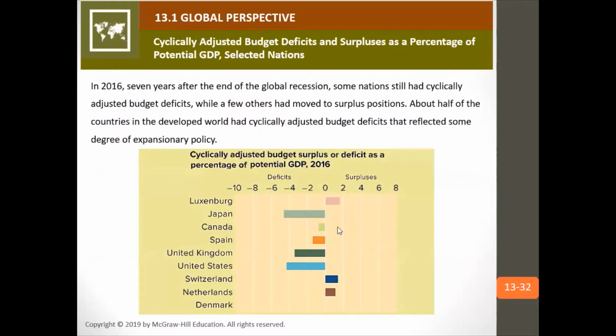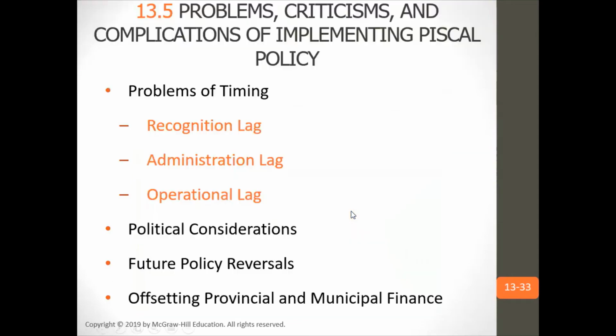So this is a graph showing that in 2016, Japan, Canada, Spain, the United Kingdom, and the United States all had budget deficits, while Luxembourg, Switzerland, and the Netherlands had surpluses.